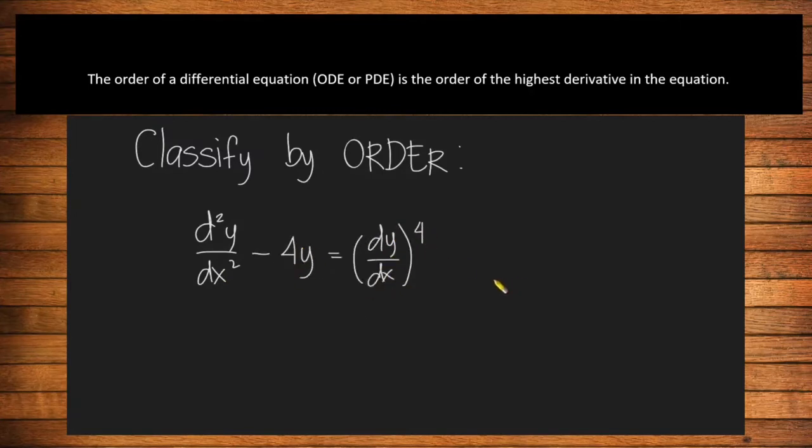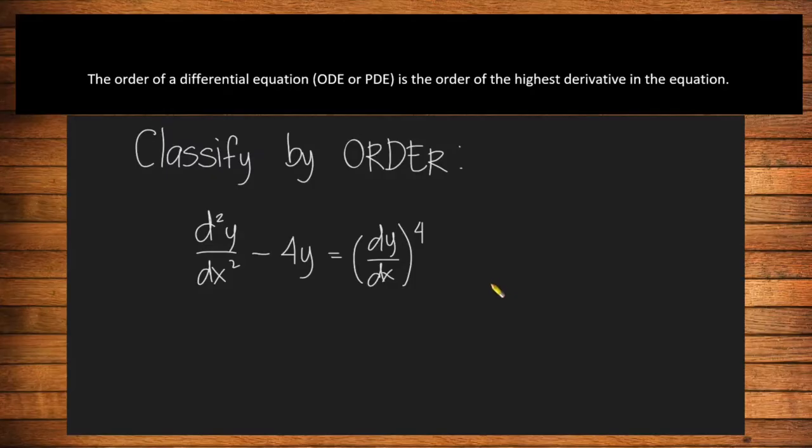So, by definition, sa tingin nyo, ano yung order ng equation natin dito? So, kung titingnan natin, again, the order will be the highest derivative in the equation. So, we have two derivatives, the second derivative of y with respect to x, and then we also have the first derivative of y with respect to x. So, therefore, this equation is a second order differential equation.